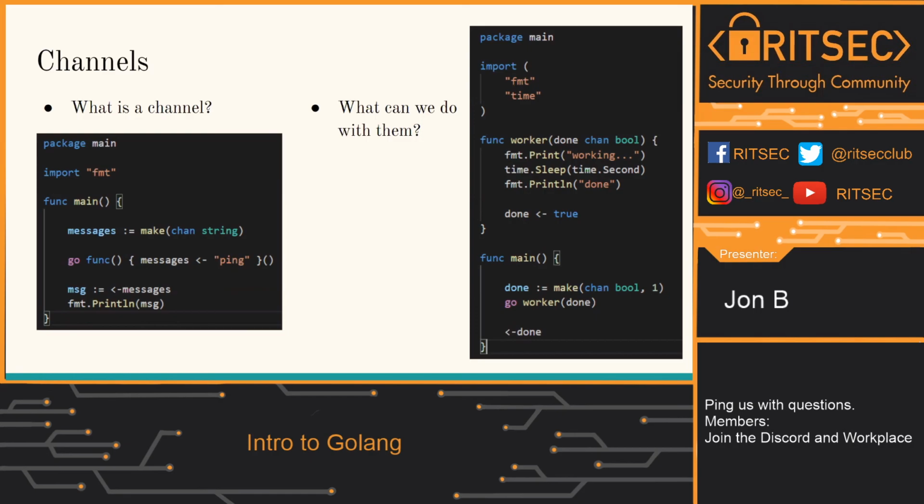So that's kind of how they work. And then we can use these as another way to tell if a Goroutine is finished. If we look at the other example, we have done, we declare a channel that's a Boolean with a size of 1, and it's going to pass a Boolean value through the channel. So we're going to start the Goroutine worker, passing it the channel it needs.